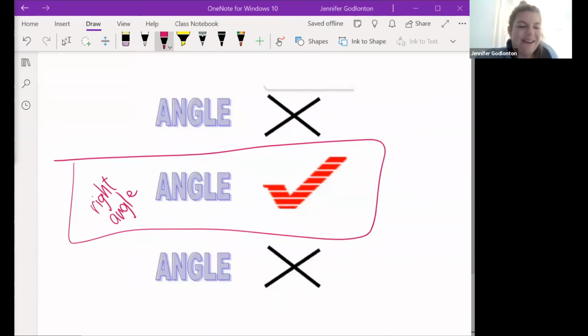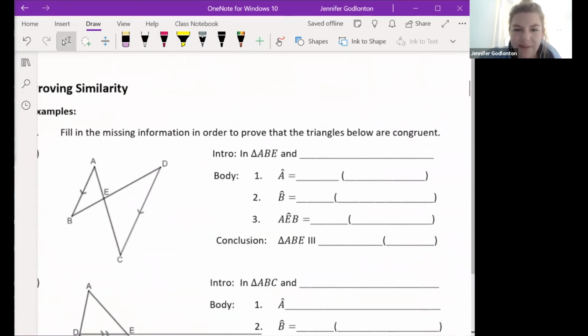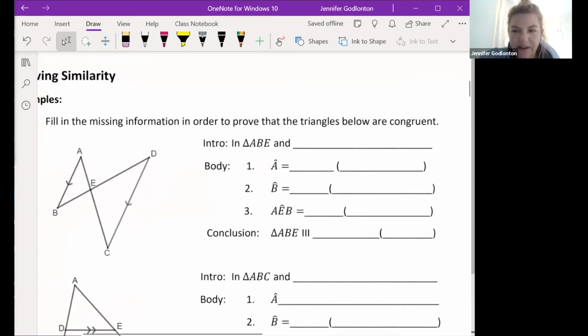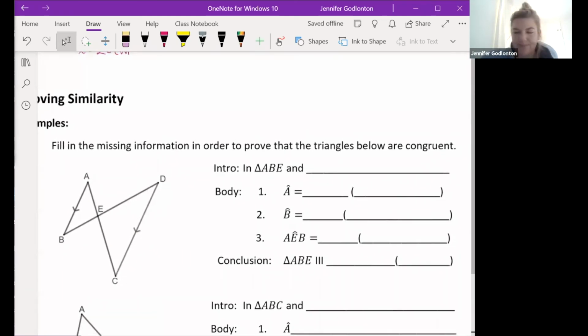Okay, let's jump and do our first similarity proof and see how we go. This one I've just written up as a little skeleton for you, and then I'm going to talk you through it. Yeah, there is a lot going on. All right. Similarity proof is the same as a congruency proof with its setup. So what I mean by that is we have our introduction the same way as we had in congruency, where we say this triangle and this triangle.